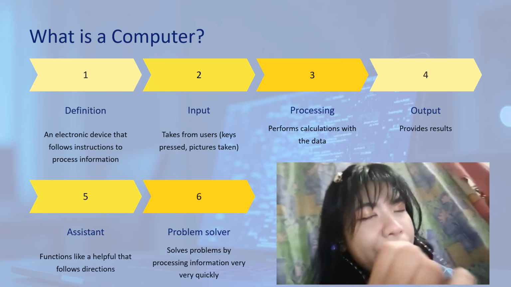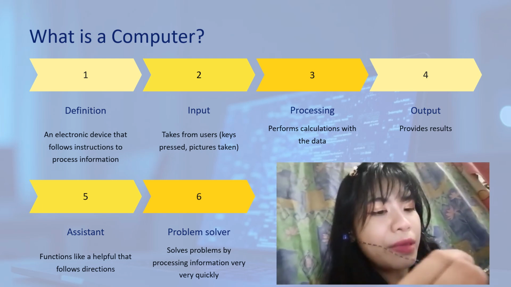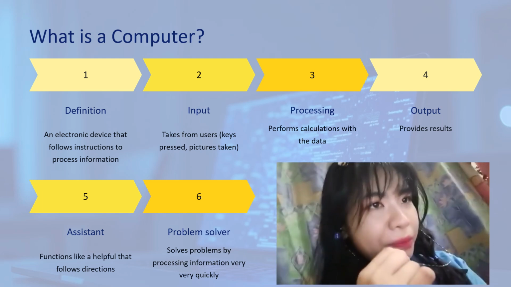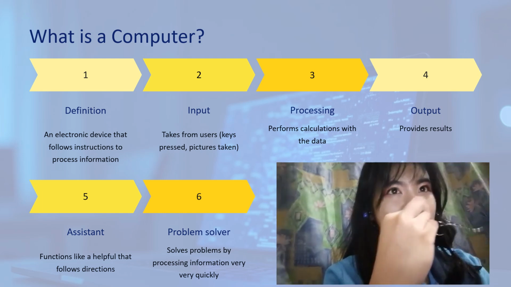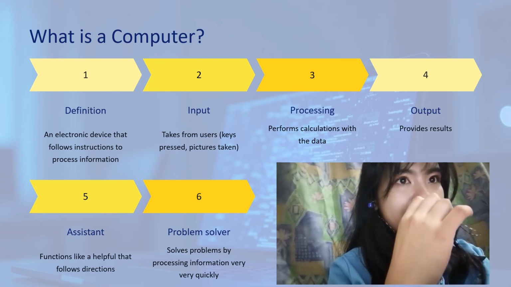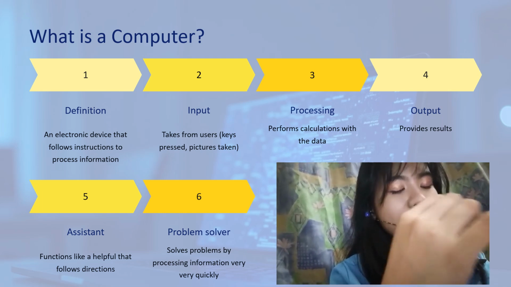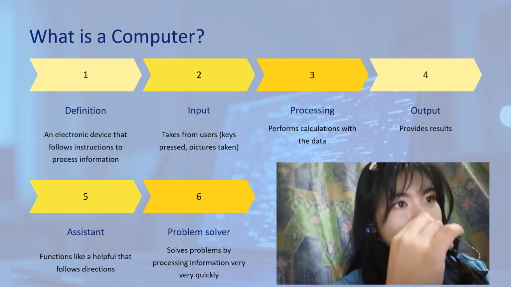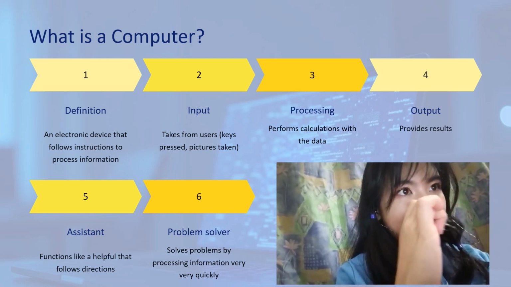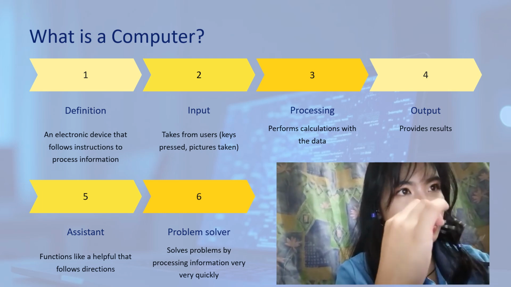Another main component of the computer is the memory, or RAM, the computer's short-term memory. Next is the storage, which is the hard drive or the SSD. It is long-term memory, and it keeps the files, photos, games, and programs when the power is off.